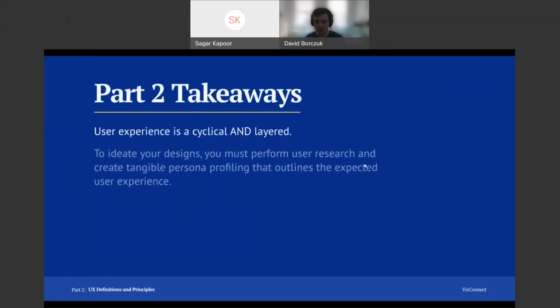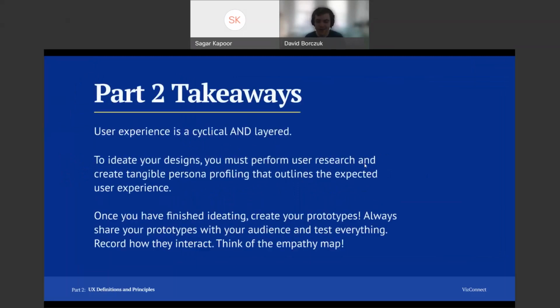So then I skipped part 4, actually making it in Tableau, but we all know that's why we're all here. We all do stuff in Tableau. Make it in Tableau and test them as well. That's really important too. And so the takeaway from this part is that user experience is cyclical and it's layered.